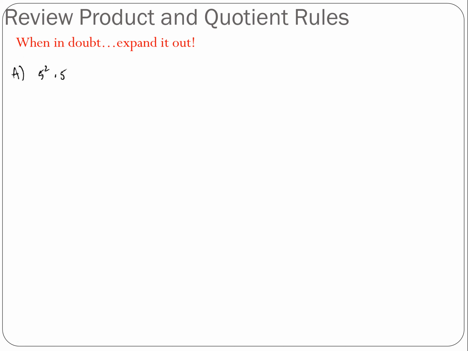Okay, so let's review the product and quotient rules. As eighth graders, you should have already seen this. But when in doubt, as always, expand out the problem. So 5 squared times 5 is 5 times itself twice, times 5. I'm going to count the number of 5s in the problem. That's 1, 2, 3. Skadoosh. It's just 5 to the third power. And did you notice something? Yeah, I did too. Really, all we did was add the exponents.